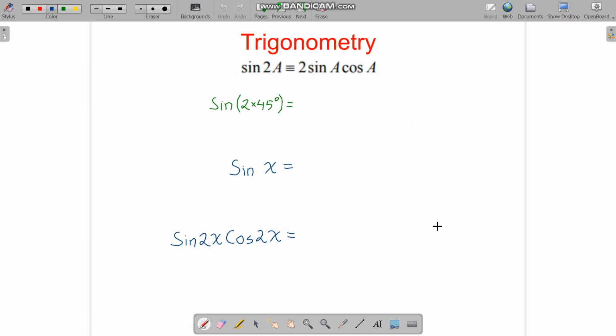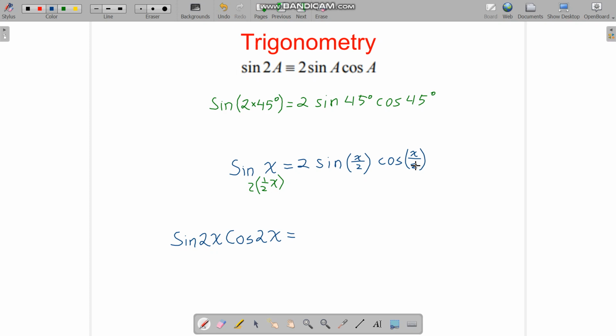Now we have the double angle formula. For example, sine 2 times 45 degrees, that will be 2 sine 45 degrees cos 45 degrees. So sine x is the same as sine of 1/2 x, but you multiply by 2, same thing. So this is the same as 2 times sine x over 2 cos x over 2.